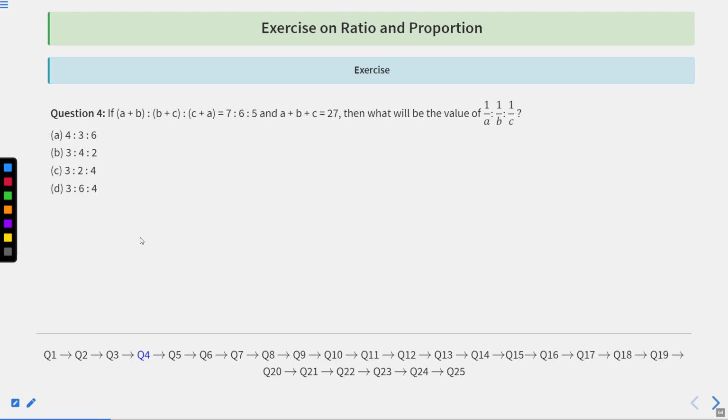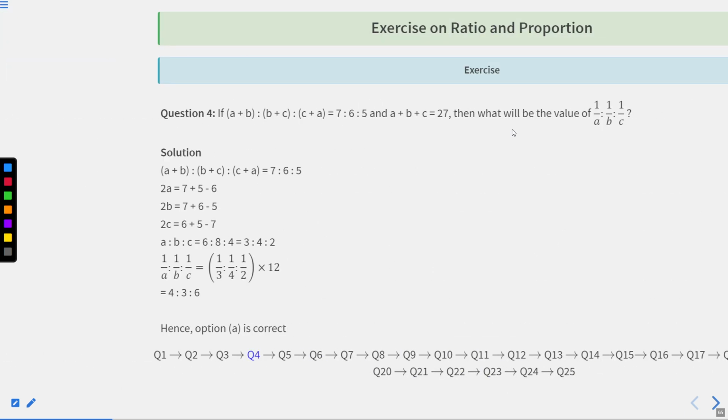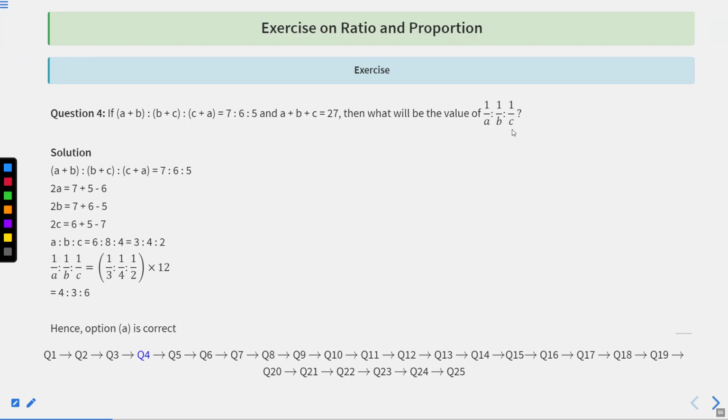Let us now move to question number 4. If A plus B is to B plus C is to C plus A equal to 7 is to 6 is to 5, and A plus B plus C is given to be 27, then what will be the value of 1 upon A is to 1 upon B is to 1 upon C? So the solution. This information is already provided to us.